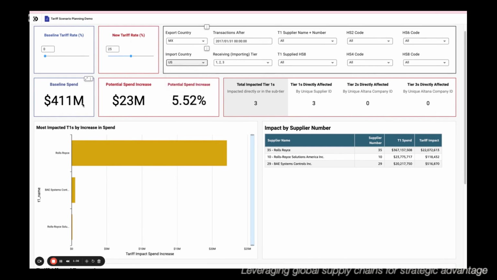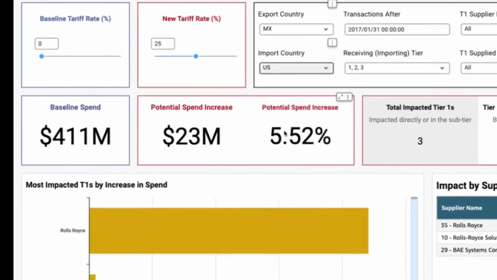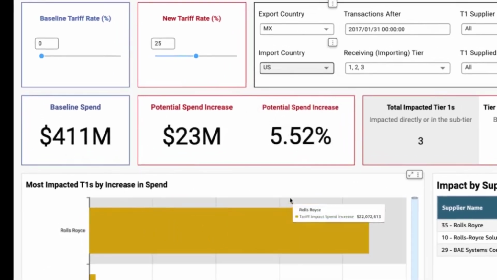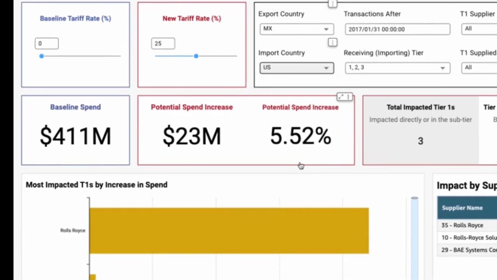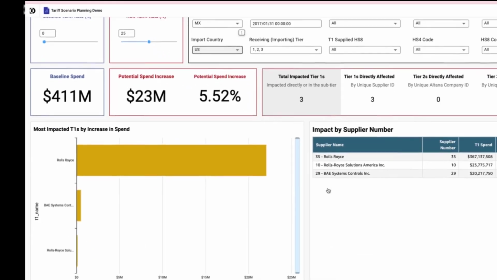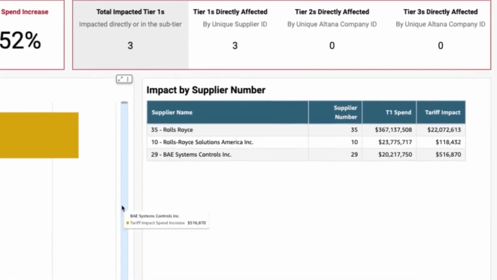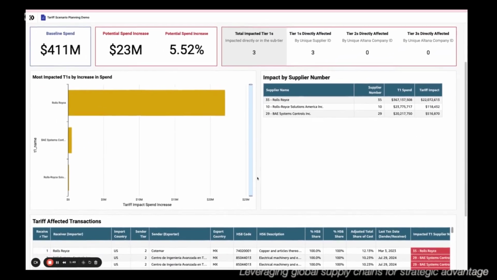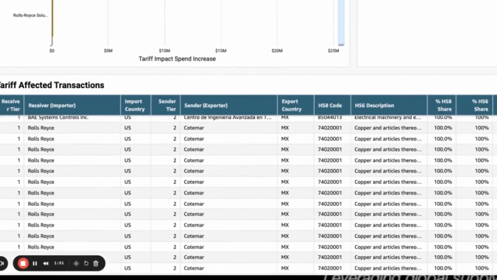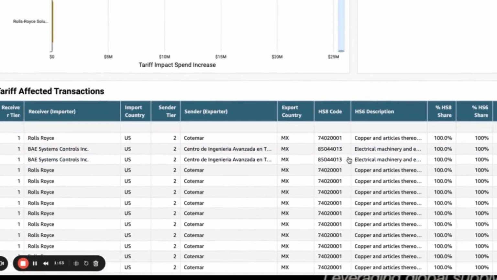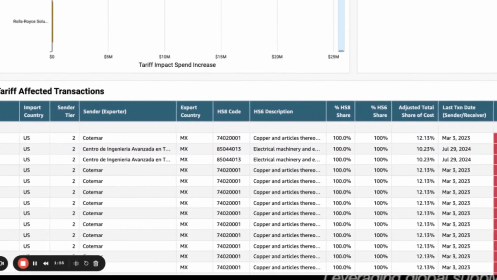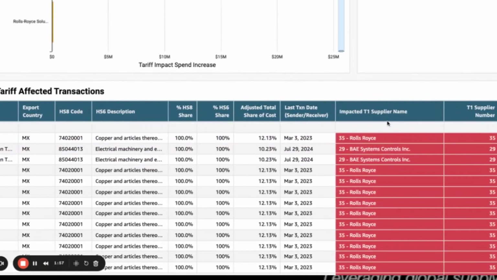Firstly, by overall network, showing the percentage of your total business's multi-tier exposure to the impacted trade lane. Secondly, by supplier relationship, ranking which supplier partnerships carry the highest tariff exposure. Lastly, by individual shipments, drilling down to the specific transactions and tariff codes impacted. This detailed analysis enables strategic decision-making.